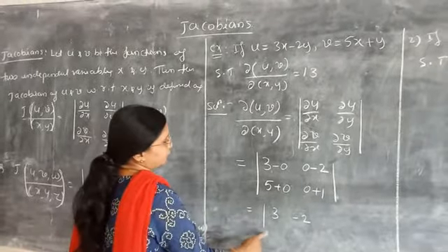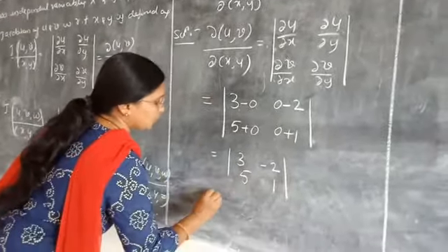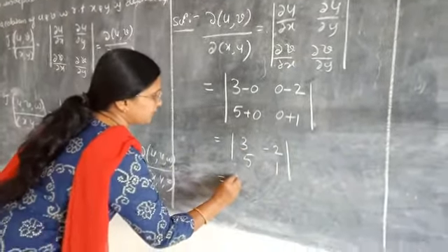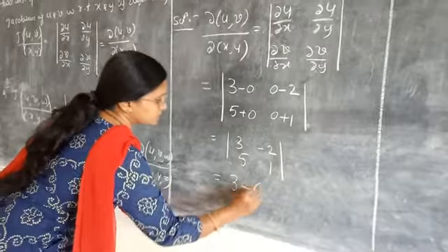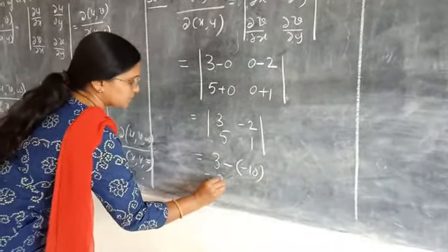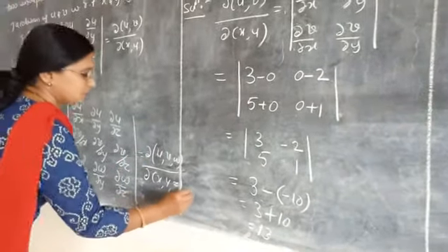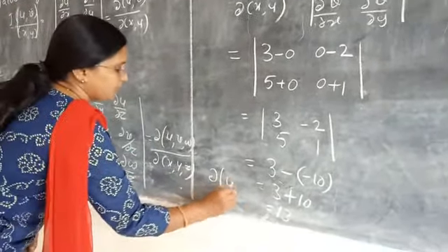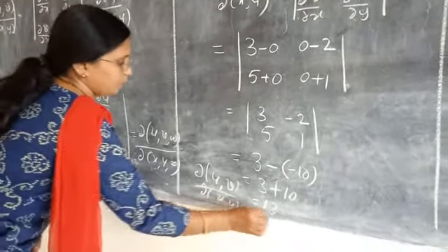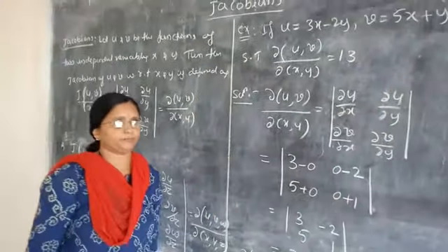So it is equal to the determinant of 3, minus 2, 5, 1. We know how to expand this determinant. You have to cross multiply this. This is 3 into 1 is 3, minus 5 into minus 2 is minus 10. So this is 3 plus 10, which is equal to 13. So dou of u, v divided by dou of x, y is equal to 13. This is the result we have proved.